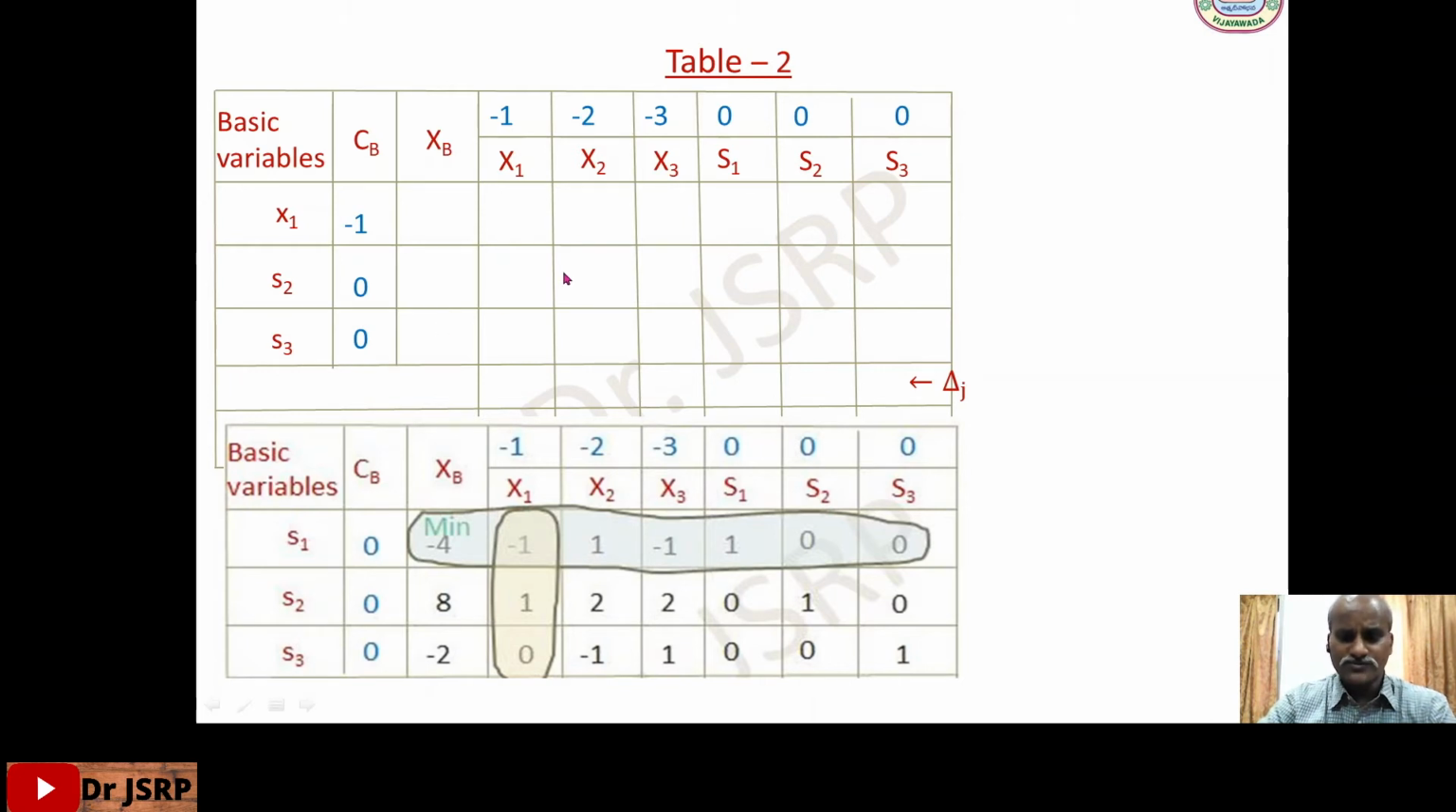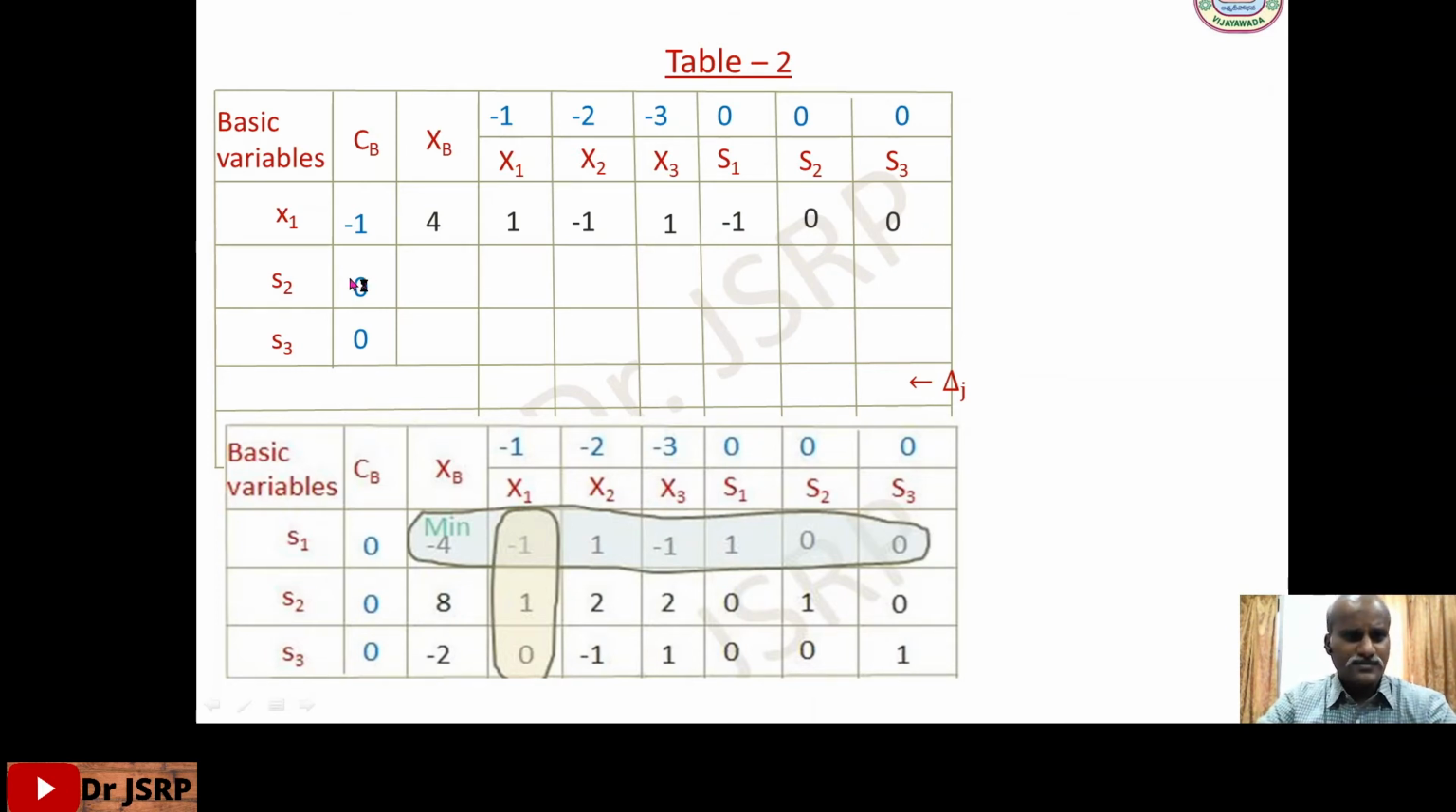The first step to fill the table is to divide the pivot row by the pivot element, minus 1. So divide the first row by minus 1. Minus 4 by minus 1, 4. Minus 1 by minus 1, 1. 1 by minus 1, minus 1. Minus 1 by minus 1, 1. 1 by minus 1, minus 1. 0 by minus 1, 0. 0 by minus 1, 0.